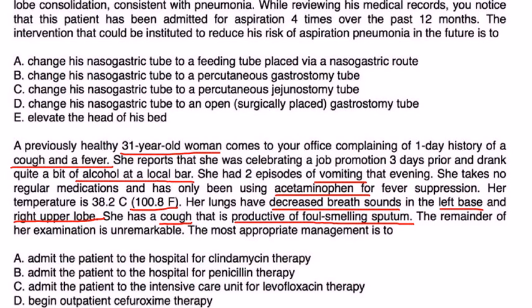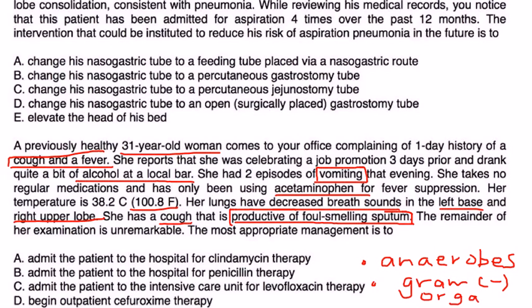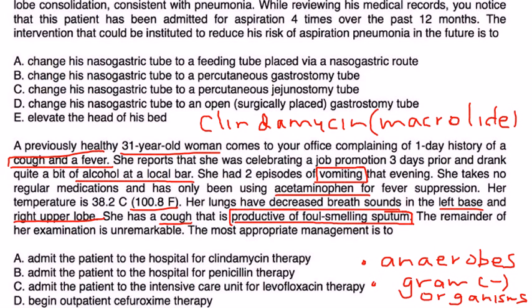Most appropriate management is. Foul-smelling sputum kind of goes hand-in-hand with aspiration pneumonia. She's young, but she did vomit, and now she's developed cough and fever, and she's got some decreased breath sounds, most likely an aspiration pneumonia. And you want to give an antibiotic that will cover the anaerobes and the gram-negative organisms that are most likely the pathogens causing this infection. And that most commonly is clindamycin antibiotic. And of the choices, that would be choice A.